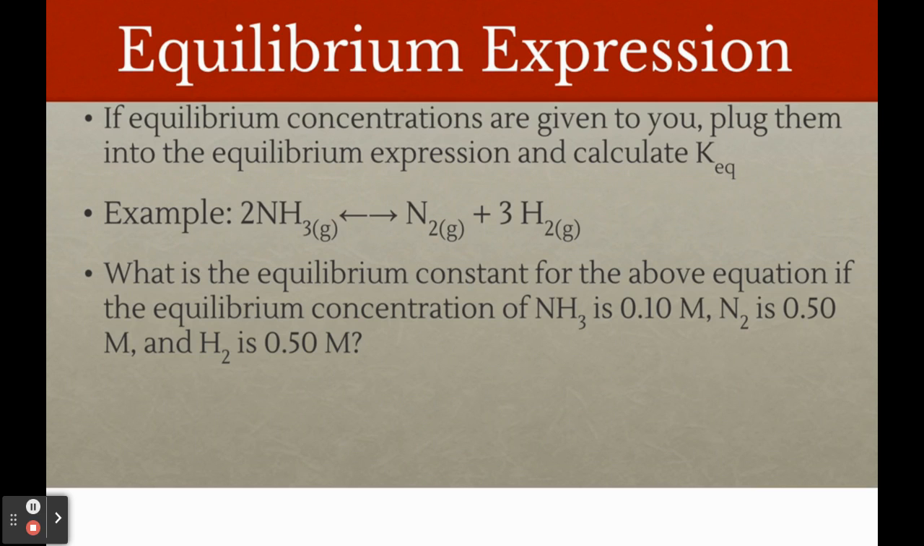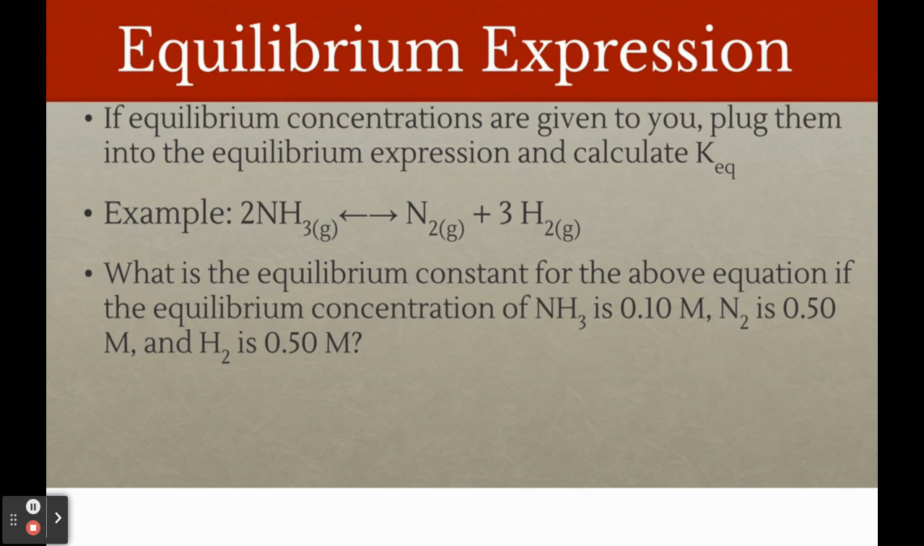Okay, so if the equilibrium concentrations are given for a specific reaction, we can plug them into the equilibrium expression that we write, and then we can calculate KEQ. So here is our first example. This is our reaction: 2NH3 produces N2 plus 3H2. And then the problem says, what is the equilibrium constant for the above equation if the equilibrium concentration of NH3 is 0.1 molar, N2 is 0.5 molar, and H2 is 0.5 molar.